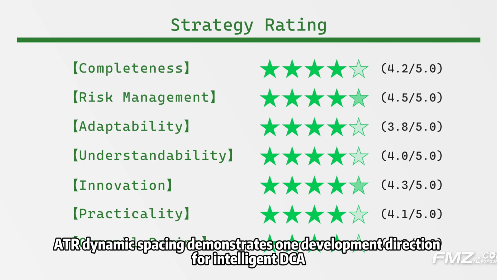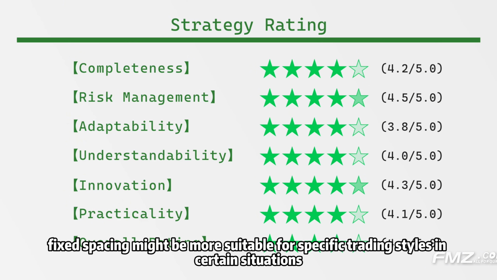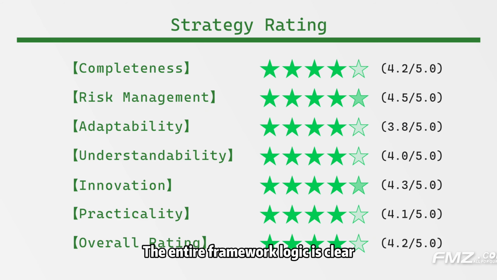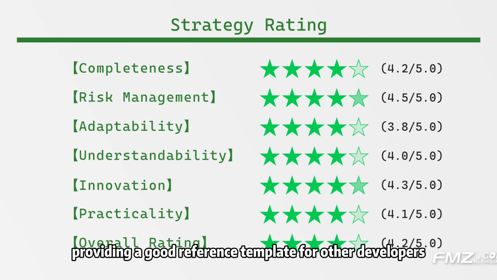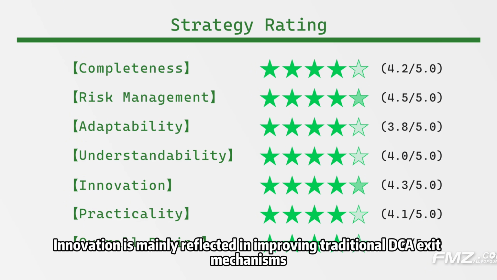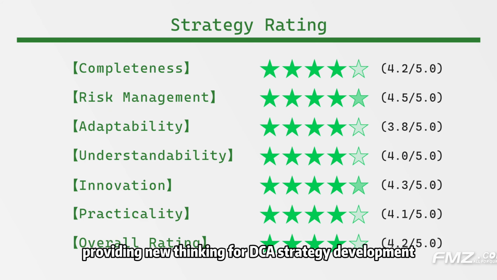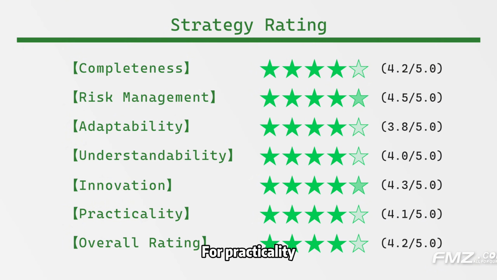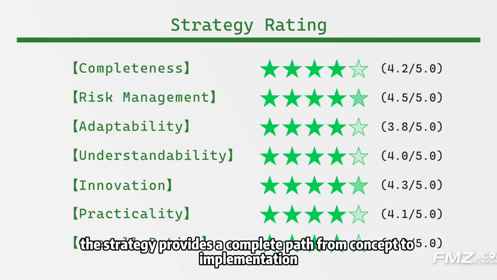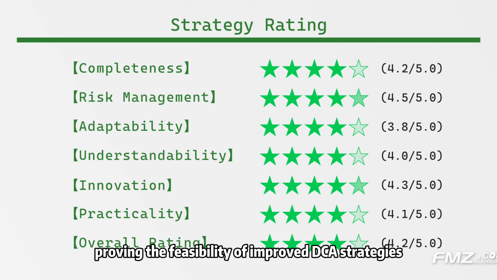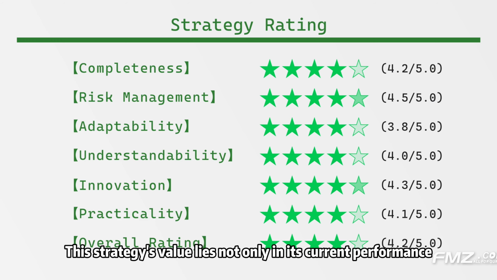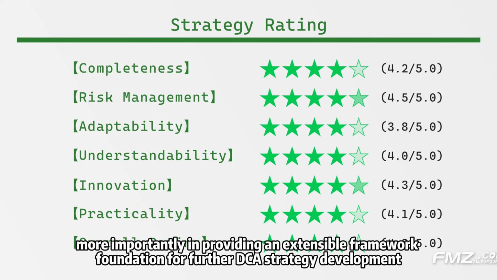For adaptability, ATR dynamic spacing demonstrates one development direction for intelligent DCA. Of course, fixed spacing might be more suitable for specific trading styles in certain situations. Understandability is good. The entire framework logic is clear, providing a good reference template for other developers. Innovation is mainly reflected in improving traditional DCA exit mechanisms, especially the application of double trailing stops, providing new thinking for DCA strategy development. For practicality, the strategy provides a complete path from concept to implementation, proving the feasibility of improved DCA strategies. This strategy's value lies not only in its current performance, but more importantly in providing an extensible framework foundation for further DCA strategy development.